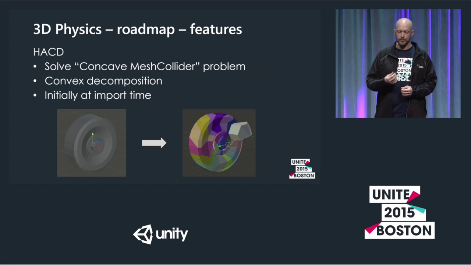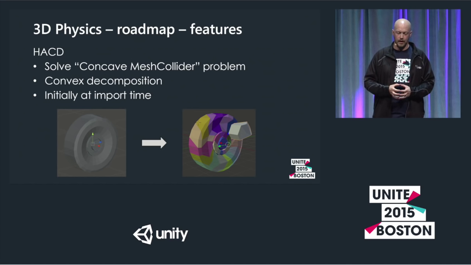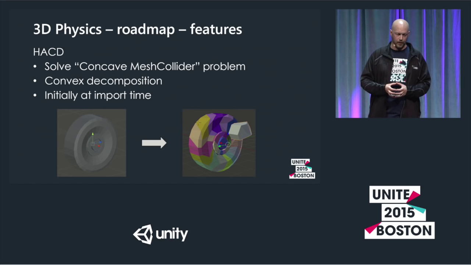But we want you to be able to have a mesh, and when you're importing the mesh, at least initially, we will offer you an option to slice up the mesh automatically into convex parts, so you can use them with the mesh collider without a lot of problems.